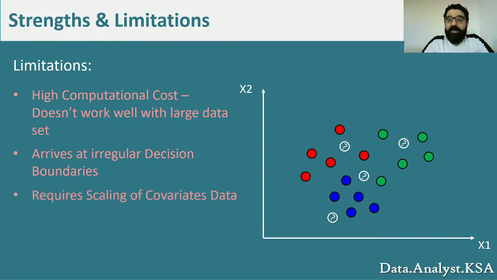And it requires scaling of the covariates data. Many times we don't want to change the scales of our data, so we need to think about other methods to use, such as, for example, classification trees.